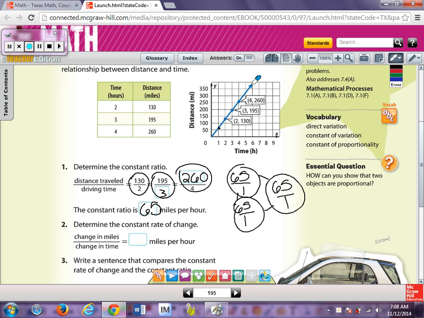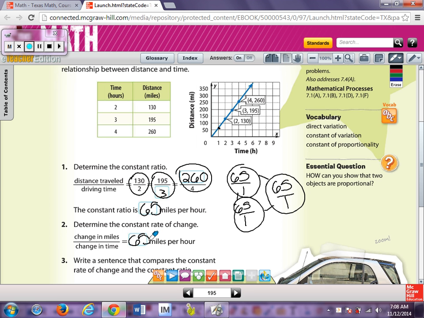Instruction number 2 says, determine the constant rate of change. So we're going to take how much we changed in miles and how long we've changed in time. So let's go ahead and look at it. When we have the same exact thing again, you take how far you've gone, 260 miles, you divide it by 4, and you'll get the same exact thing all over again. You're going to get 65 miles per hour.